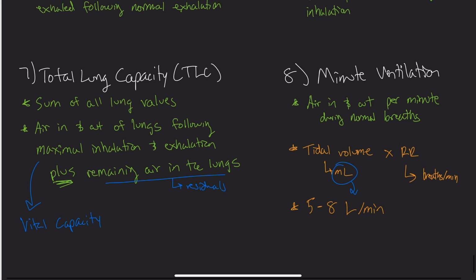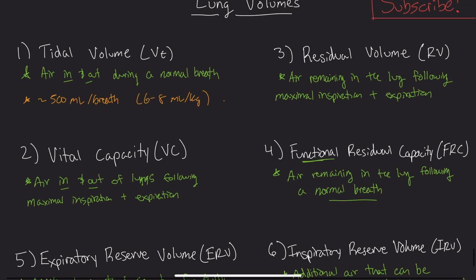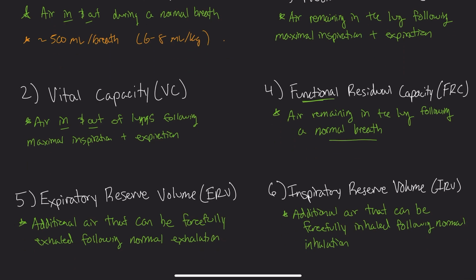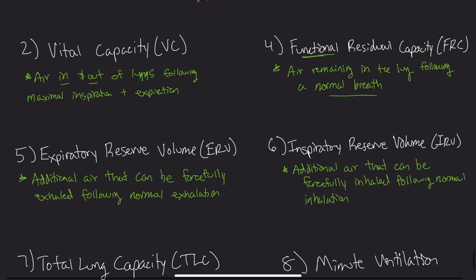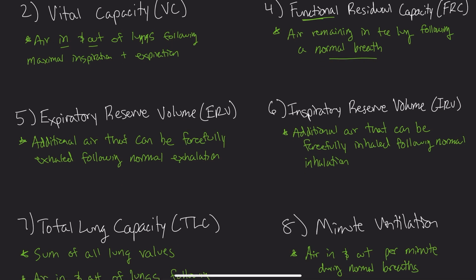Okay, those are the 8 values we discussed today. Let me do a quick scroll up here so I can see it again. We had tidal volume, which is normal air in and out during a normal breath. Your vital capacity is similar, but this is going to be maximal effort. Residual volume is what's remaining in your lungs following maximum inhale and exhale. Once again, functional residual capacity, remember, I'm just functioning normally, so that's air remaining in the lungs following a normal breath. Then we have our expiratory and inspiratory reserve volume, the additional air we can either breathe in or breathe out following a normal breath.